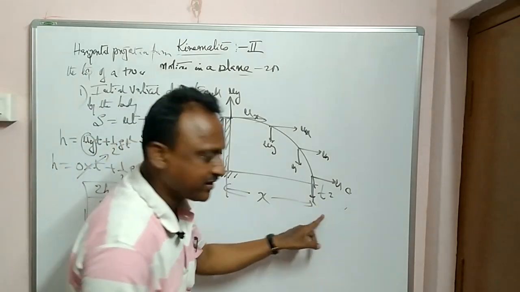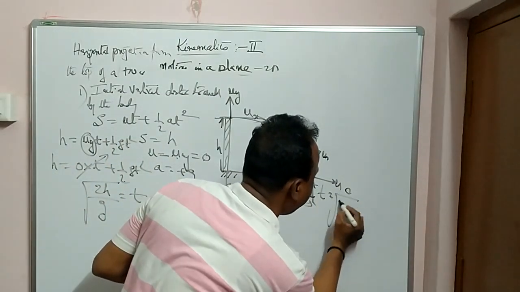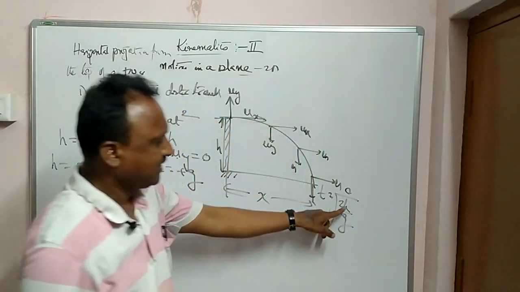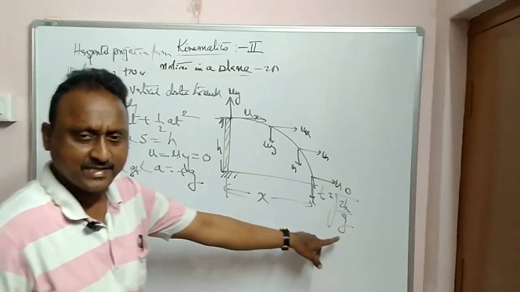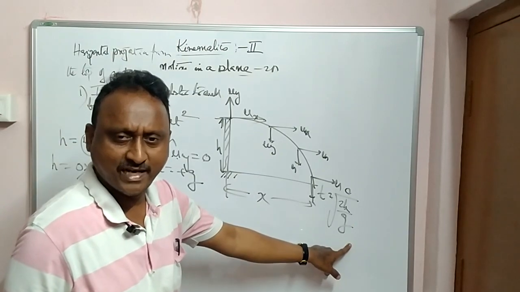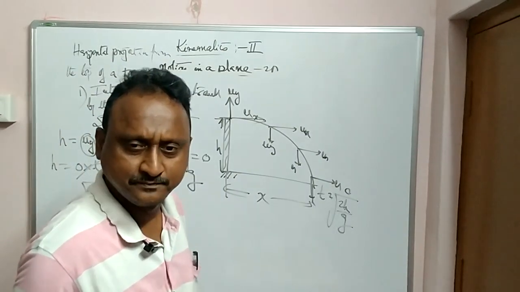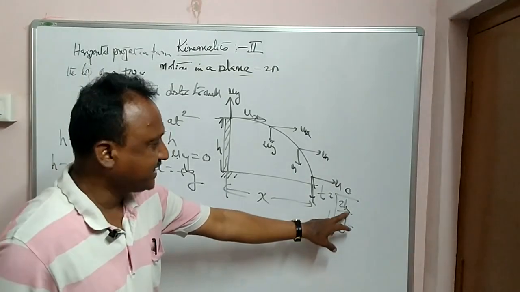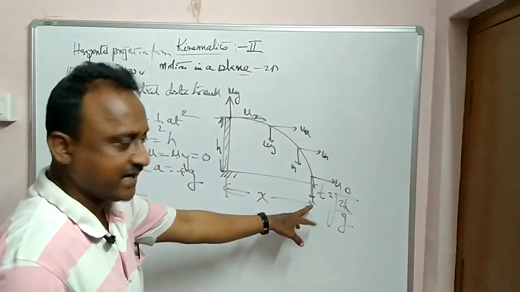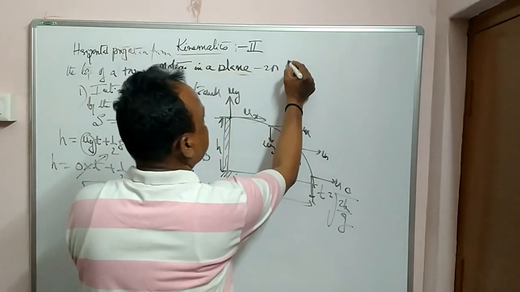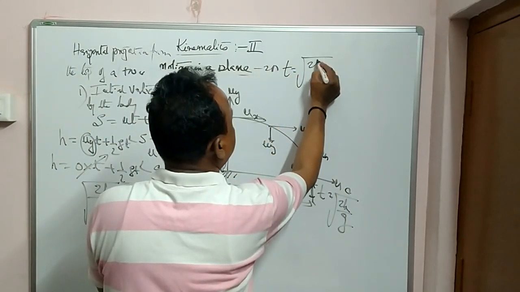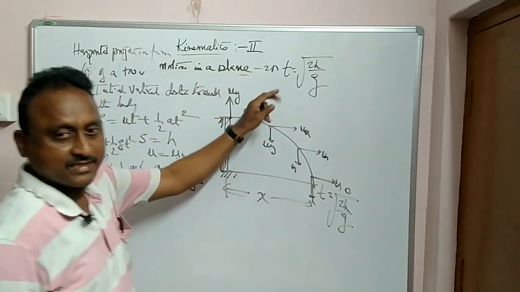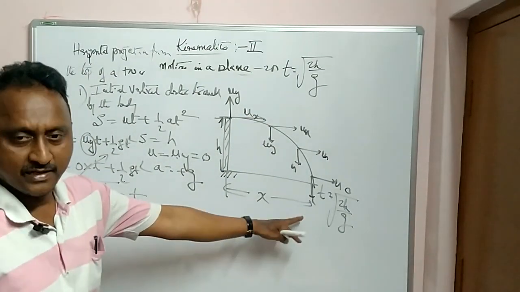So it reaches the ground at root over 2h by g, where h is the height of the tower, and g is acceleration due to gravity, value 9.8 meter per second square. Clear? So g value is 9.8, h is the height of the tower. That is the time taken to reach. If you are unable to see, write it on the top. T is equal to root over 2h by g. This is the time taken for the body to reach the ground.